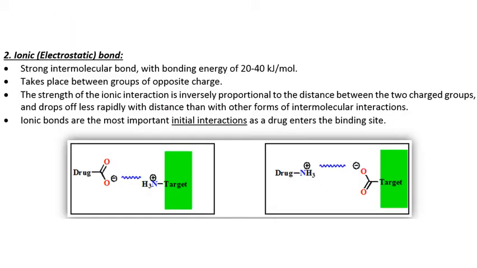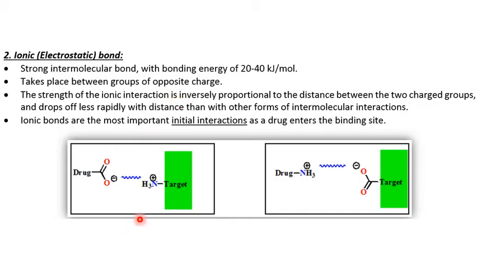The second type of intermolecular bond is the ionic, also known as electrostatic bond. It is the second strongest intermolecular bond after the covalent bond we described earlier. The energy it takes to break this bond ranges from 20 to 40 kilojoules per mole, and ionic bonds occur between chemical groups of opposite charges.